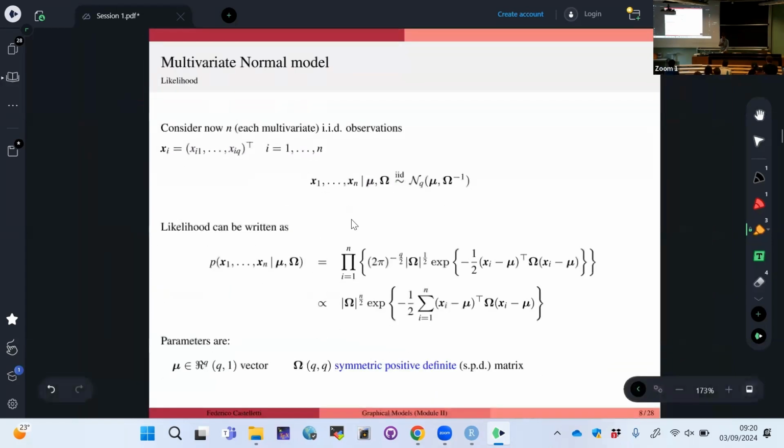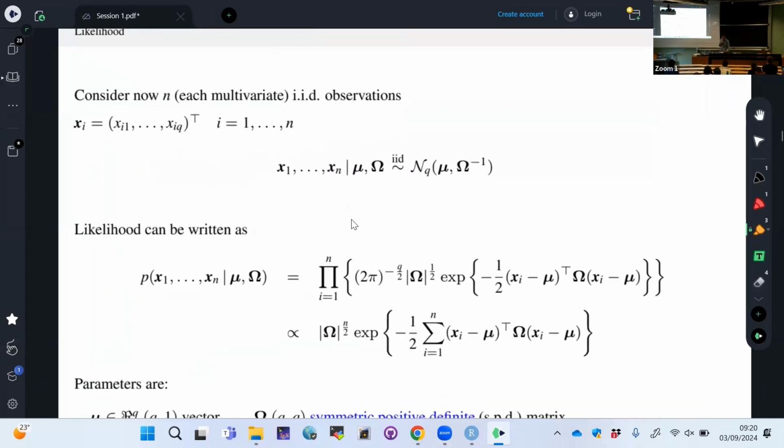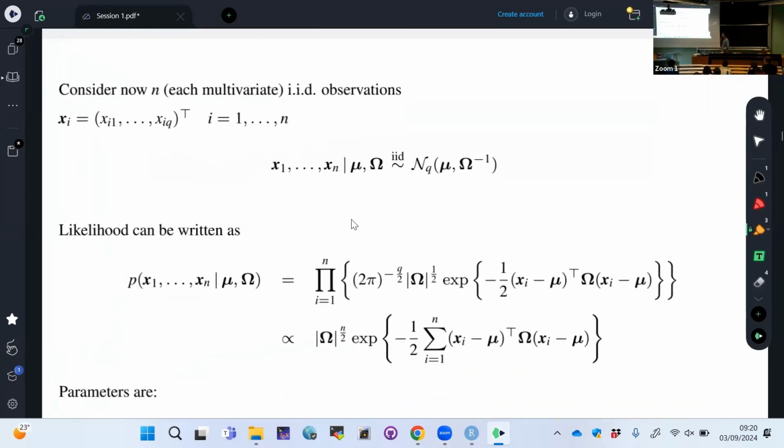Okay, so now we will need to write a likelihood function for a multivariate normal model, as well as then a Gaussian graphical model. Let's assume that we have some data. So we have n observations, each one corresponding to a vector, xi, with q components. I will call the elements xi1, ..., xiq. And this is by definition a column vector.